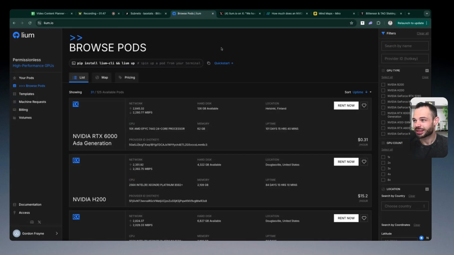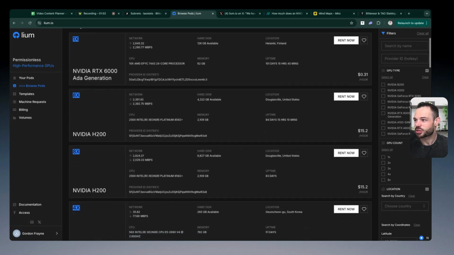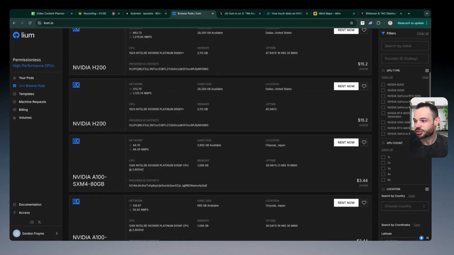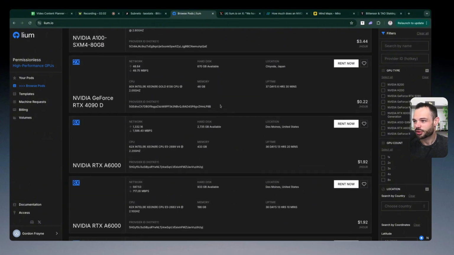If we jump over to Lium.io, you can see they call all of these different compute options different pods. They've got tons of different options here with all these NVIDIA GPUs. You've got B200s, you've got H200s, you've got A100s. You've got tons of different options here for renting GPU compute on an hourly basis.